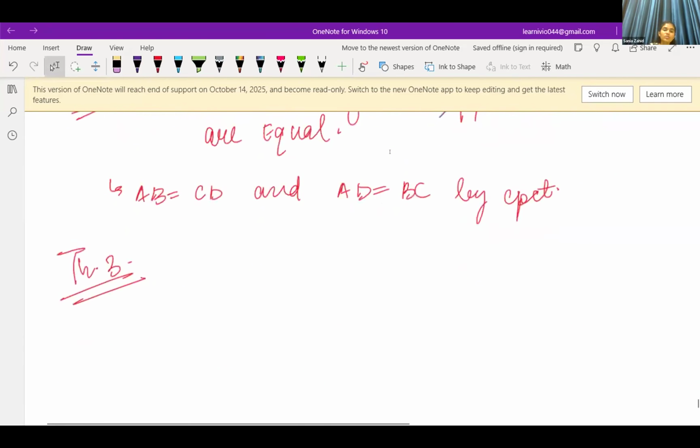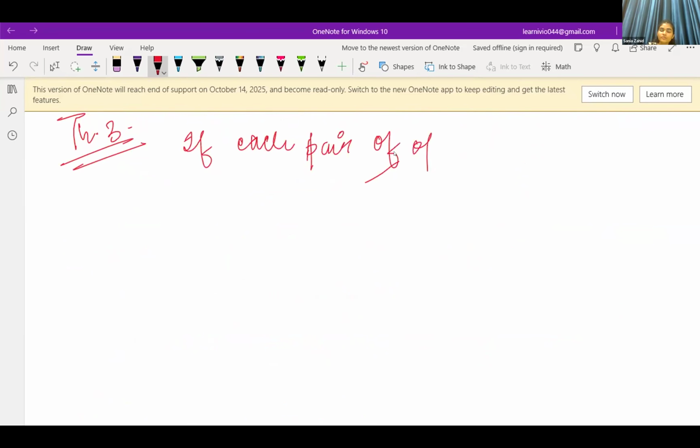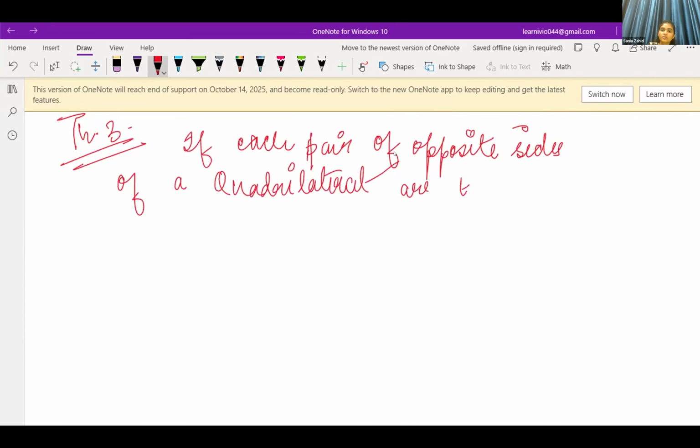Okay, good. So now children, we come to theorem number 3, and theorem number 3 is a converse theorem. Now what are converse theorems? See, I'll just write a statement, read it very carefully. The statement says, if each pair of opposite sides of a quadrilateral are equal, then it is a parallelogram.